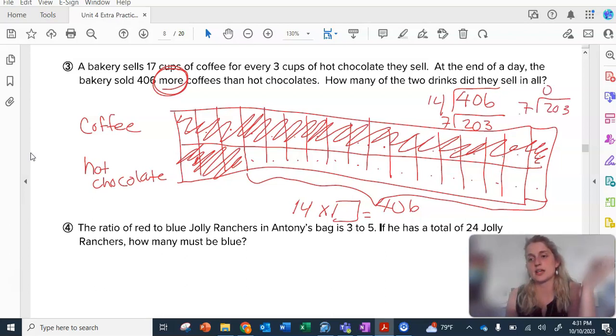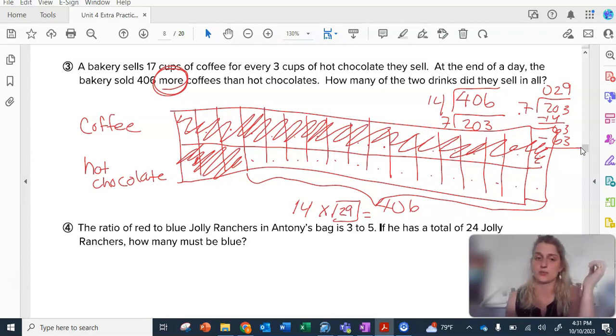7 goes into 2 0 times. 7 goes into 20. Well, times 3 is 21, so 2 times. 7 goes into 63, 9 times. So every box is 29.